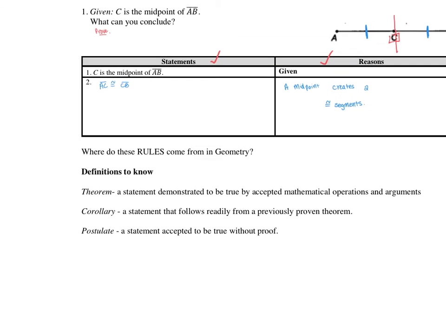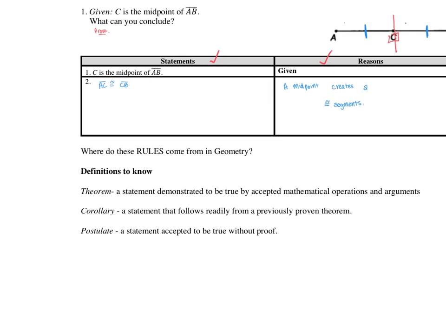Theorems are statements that are demonstrated to be true by accepted mathematical operations and arguments. Corollaries are statements that follow readily from a previously proven theorem. And postulates are a statement to be accepted to be true without proof. So for instance, addition, subtraction, those are postulates because we just accept them to be true. We accept 3 plus 3 to be 6. We accept 4 plus 12 to be 16 and so forth. And those are where our rules are coming from.